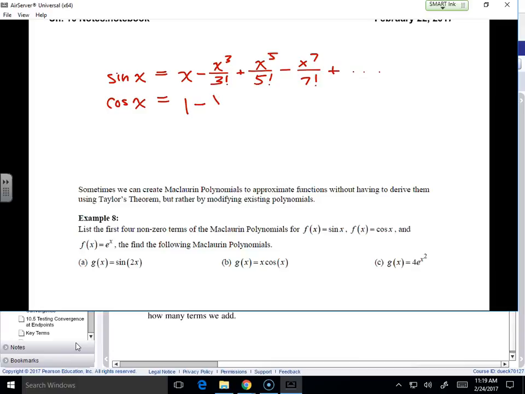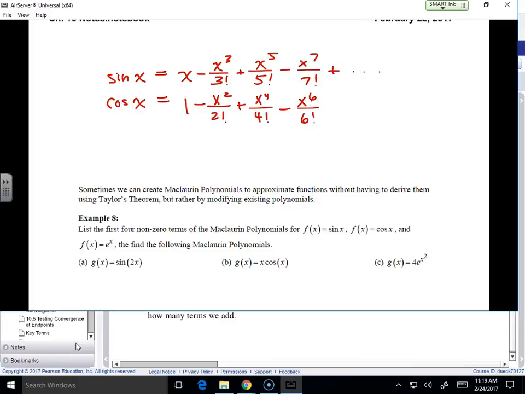1 over 2 x squared over 2 factorial. Boom. Why? Because you bring down the 3, and the 3 factorial becomes a 2 factorial. Now he's done. What's the next one going to be? Bring down the 5, and the 5 cancels? x to the 4 over 4 factorial. The next one's going to be x to the 6 over 6 factorial.